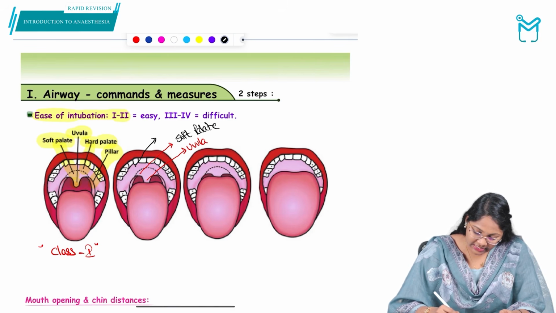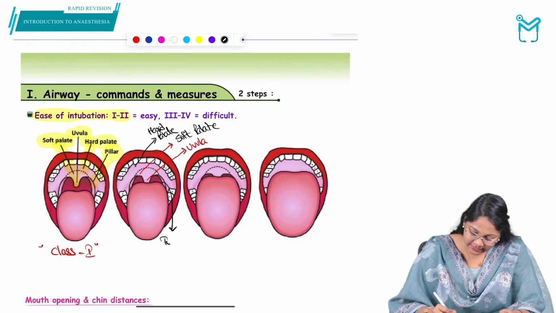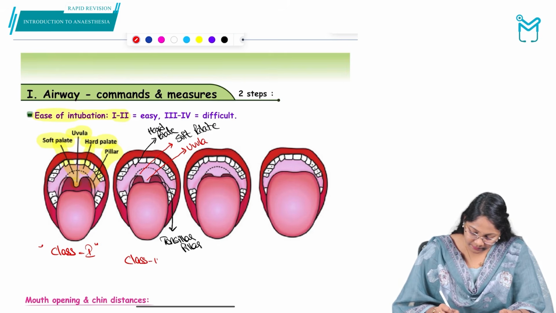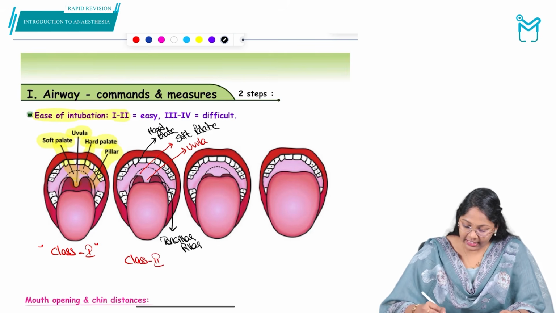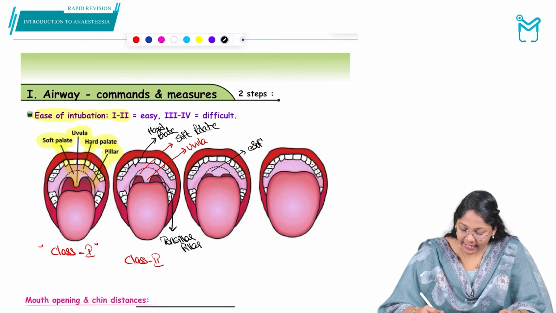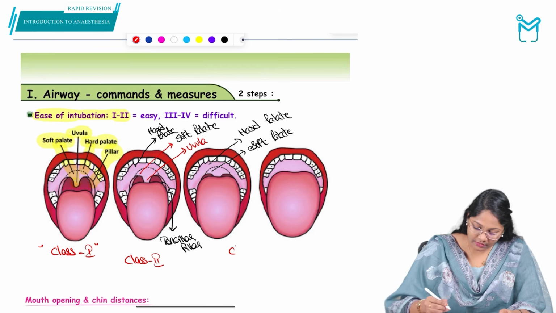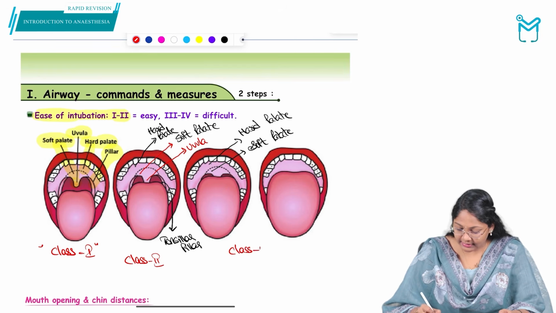You can also see the hard palate as well as tonsillar pillar. So this is class 2. Now here you can only see the soft palate, and this is the hard palate. This comes under class 3.